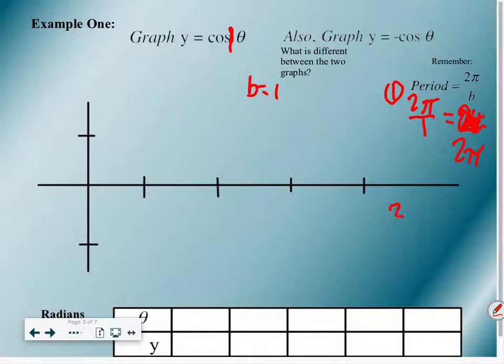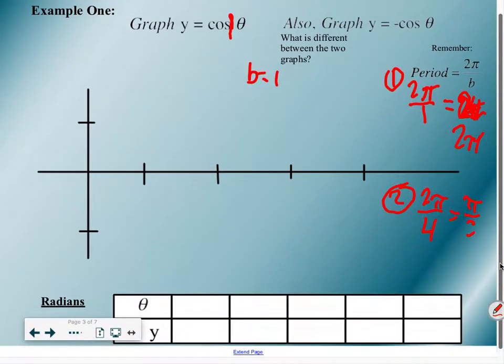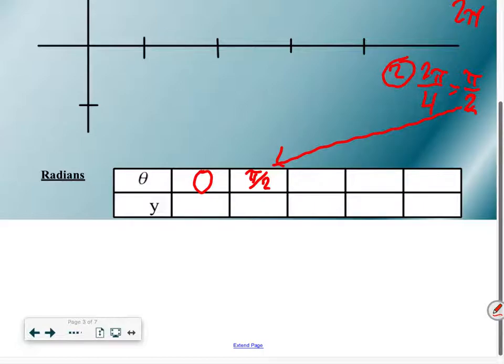Okay. Step 2, split our period into how many sections? 4. So 2 pi divided by 4. When I simplify that, what do I get? Pi over 2. Just like our sine, the first box is always 0. Pi over 2 goes here.